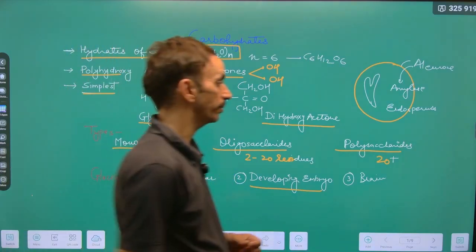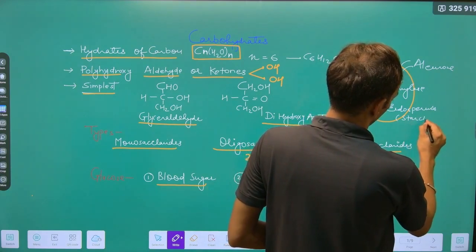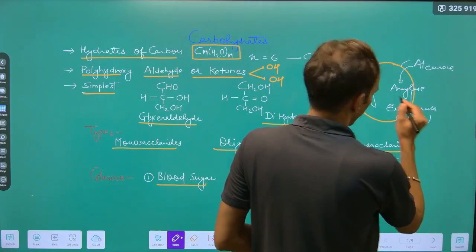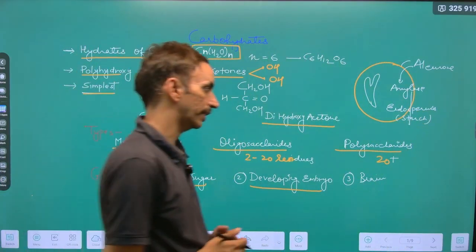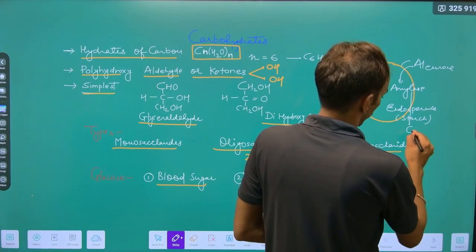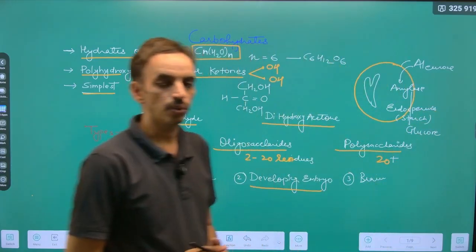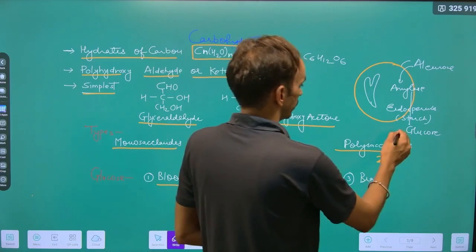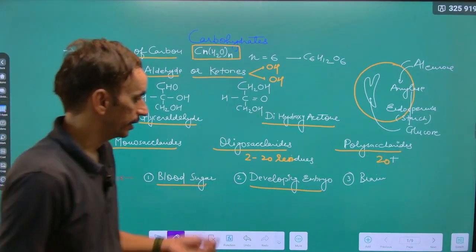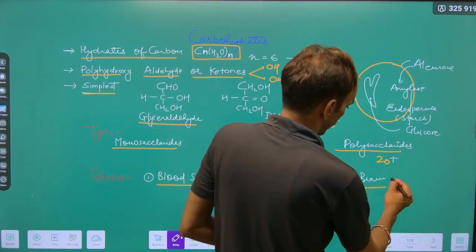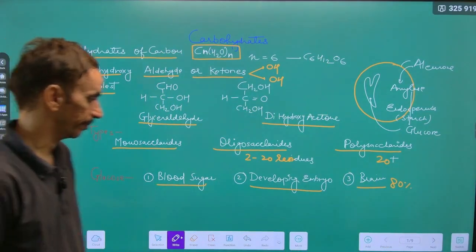The endosperm stores energy in the form of starch. Now this amylase acts on this starch, carries out the hydrolysis of the starch and forms glucose. Then this glucose is mobilized towards the embryo cell. Next, the brain also obtains 80% of its energy from glucose.